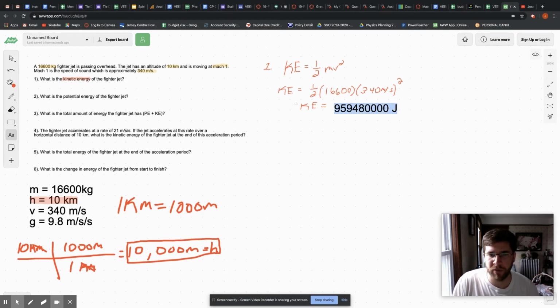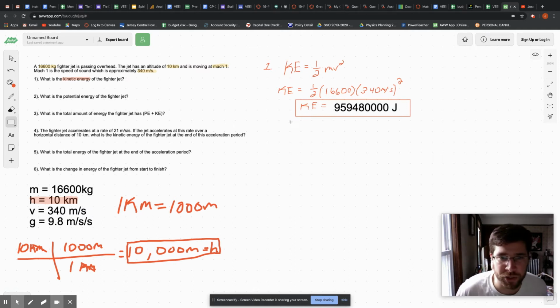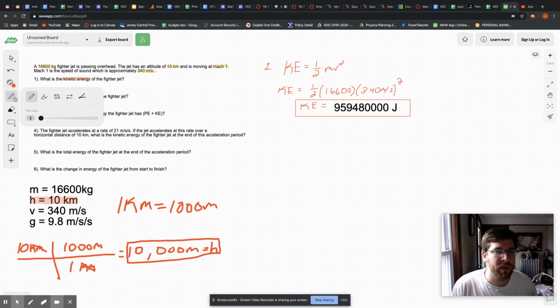Usually when you're dealing with things that are pretty large and moving pretty fast, you're going to get an answer that is pretty big, because the unit for energy, the joule, is actually a very small unit of energy. So if you're dealing with big objects that are moving really fast, which in this case is a fighter jet moving at the speed of sound, you're probably going to get really big energy. So don't be alarmed if you get an answer that's that big. Okay? So that's what we have for our kinetic energy for the first part.